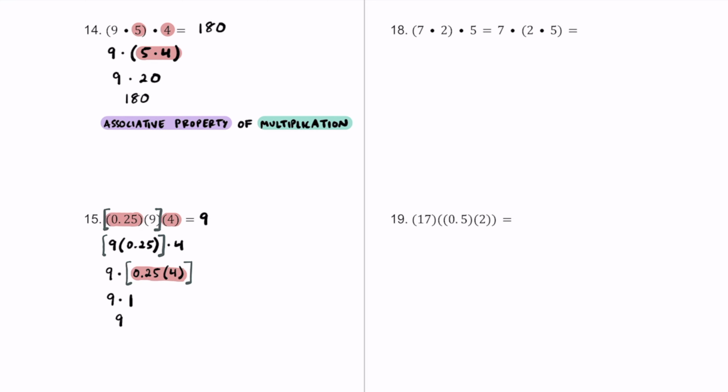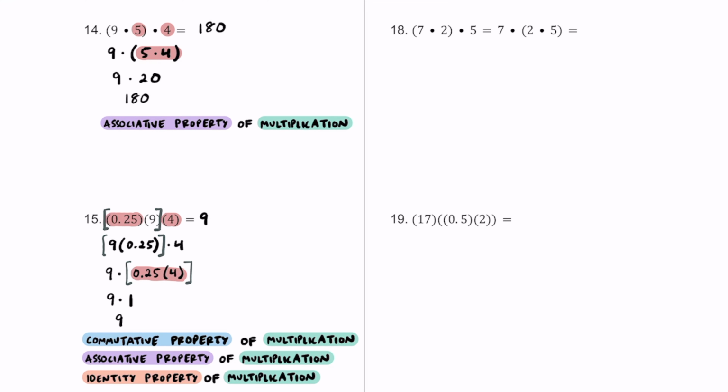So which algebraic properties did we use here? We technically used all three properties of multiplication that we've been discussing in this problem. When we changed the order of the 0.25 times 9 to 9 times 0.25, we used the commutative property of multiplication because we changed the order. When we changed the grouping, moving it to the 0.25 times 4, we used the associative property of multiplication, where you change the grouping.